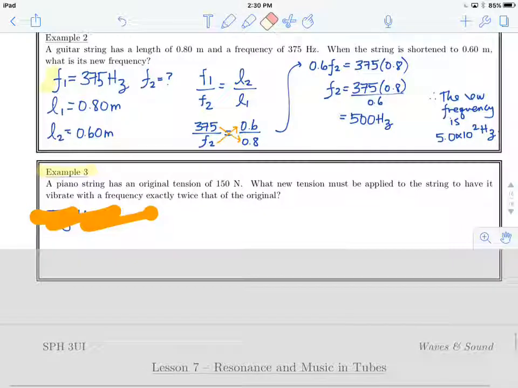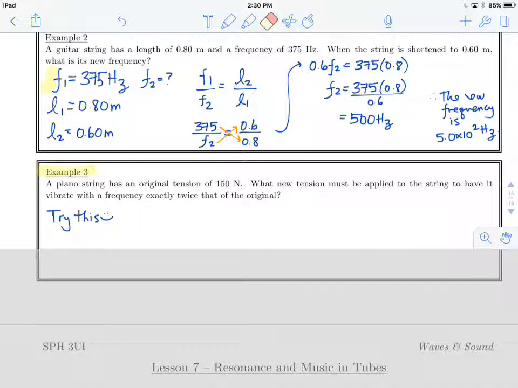A piano string has an original tension of 150 newtons. What new tension must be applied to the string to have it vibrate with a frequency exactly twice that of the original? This is a question for you to try, and we'll take it up in class next day.